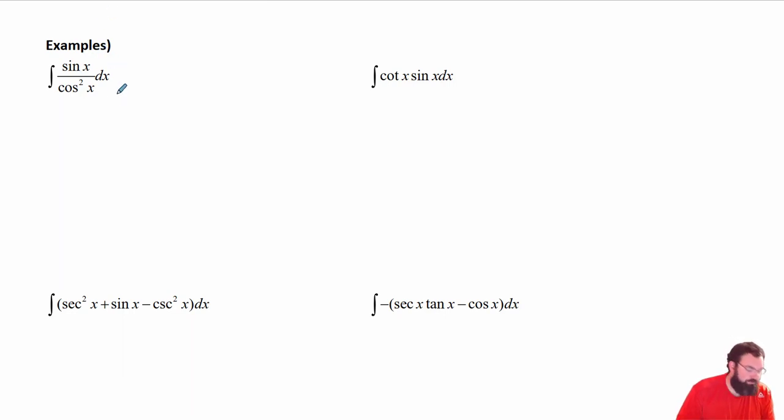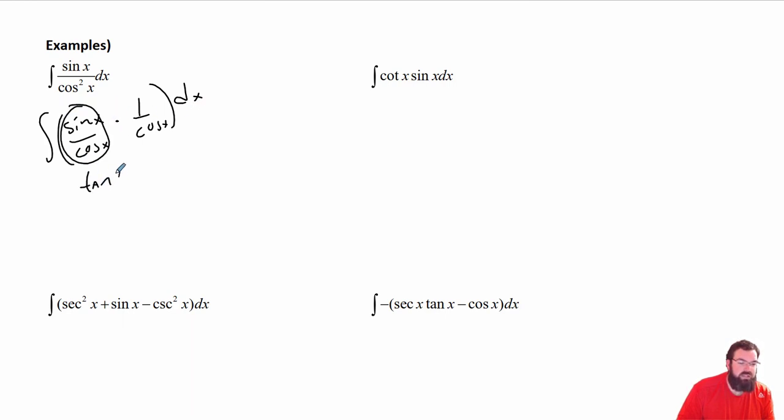So some examples here. We go. What I want to do is convert this to sine x over cosine of x times 1 over cosine of x, and that's all multiplied by a dx there. And so this is going to be tangent of x. 1 over cosine of x is secant of x, so times secant of x. So now I have what looks to be different functions than what I started with, even though it's the same thing. And so the antiderivative of tangent x times secant x is just secant x plus c.